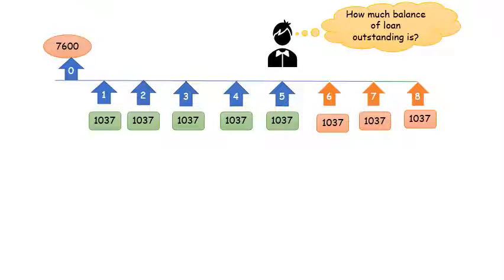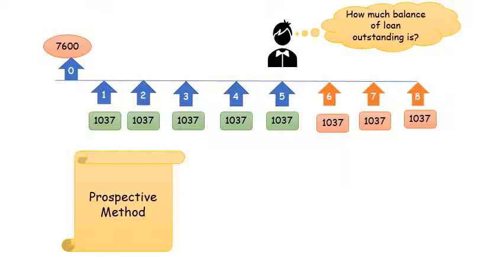But he wants to calculate how much is the balance of this loan outstanding. So he will calculate the present value of the future or the remaining installments. This is called prospective method because we take in consideration the future installments or the expected payments the borrower should pay.